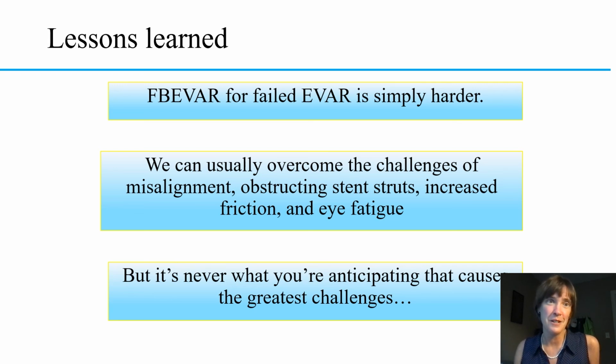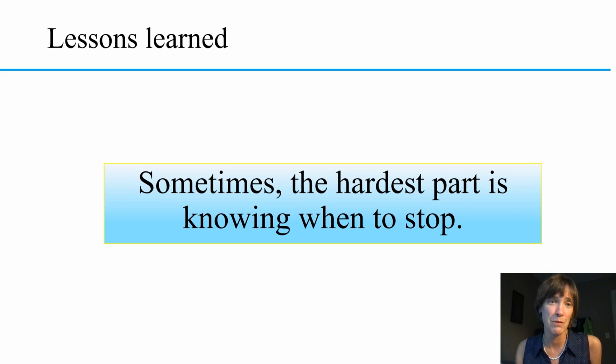So lessons learned. FBEVAR for failed EVAR is simply harder. We can usually overcome the challenges of misalignment, of obstructing stent struts, and increased friction, and even eye fatigue just by sort of having another set of eyes and taking breaks periodically. But it's never what you're anticipating in vascular surgery that causes the greatest challenges. And quite frankly, sometimes the most important lesson learned is that the hardest part is knowing when to stop and safely get a patient through an operation instead.